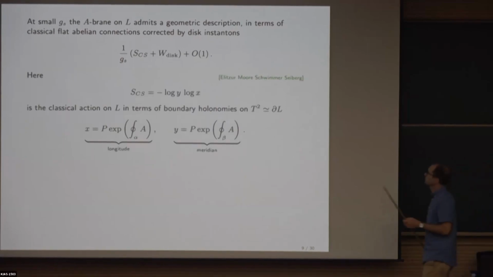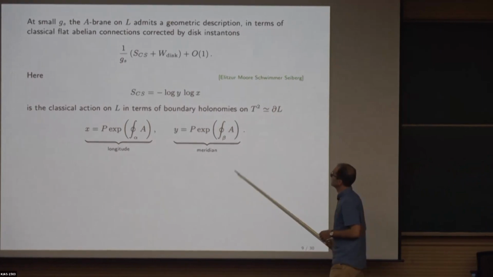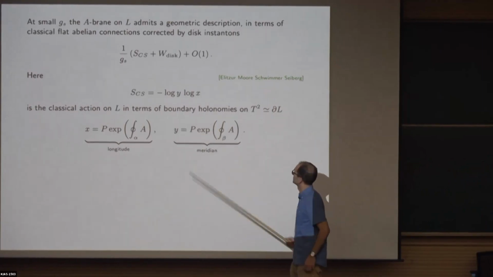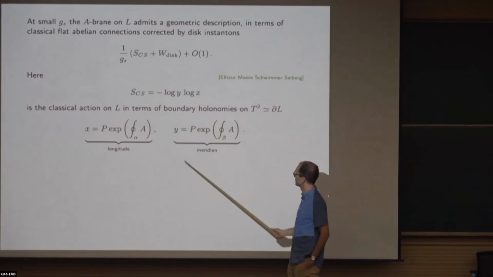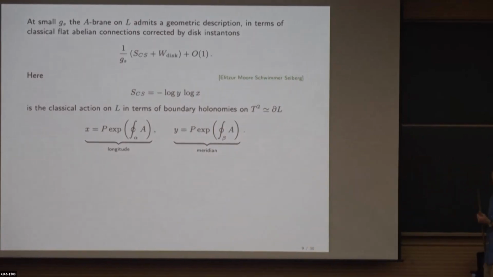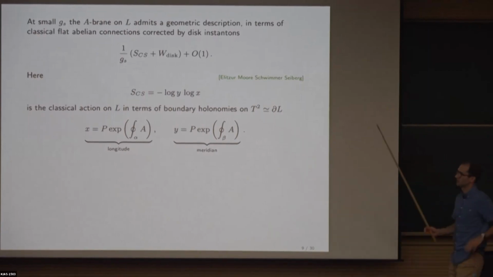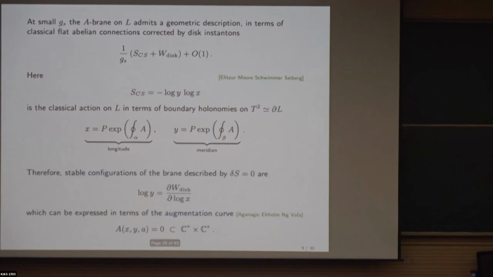That action was computed in a very old paper by Elitzur, Moore, Schwimmer, and Seiberg. It's just the logarithm of y times the logarithm of x, where x and y are the holonomies of the flat connection on the boundary torus, at the boundary of the Lagrangian. So if you do Chern-Simons on a solid torus, that's what the Chern-Simons action is at the classical level.